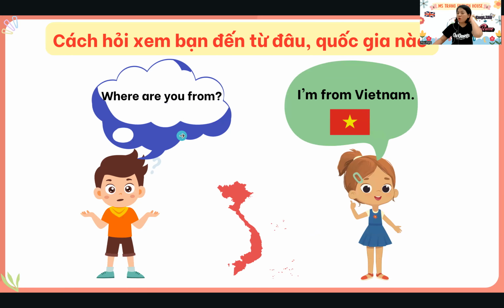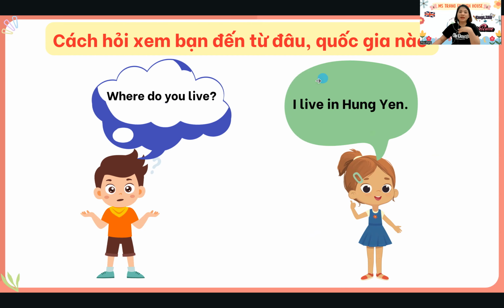Và chúng mình ôn lại một mẫu câu để hỏi xem bạn đến từ đâu. Where are you from? I'm from Vietnam. Và tiếp theo, hỏi bạn sống ở đâu? Chúng ta sẽ hỏi là Where do you live? I live in Hưng Yên, right? Chúng ta đang sống ở tỉnh Hưng Yên. Chúng ta chỉ cần trả lời là I live in Hưng Yên.